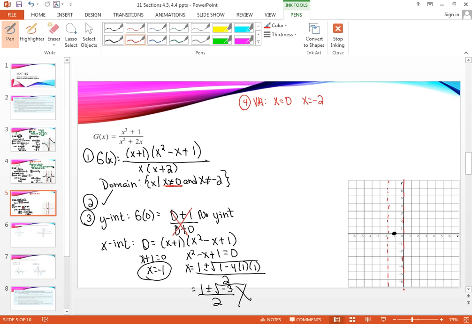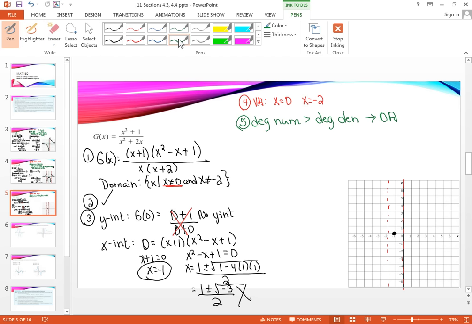All right, now, step 5. Does it have a horizontal or an oblique asymptote? So check the degrees. The degree of the numerator is 3. The degree of the denominator is 2. So if the degree of the numerator is bigger than the degree of the denominator, then that means you're going to have an oblique asymptote. That just means a slanty line. Okay, so how do we find the oblique asymptote? That's where we have to do long division.